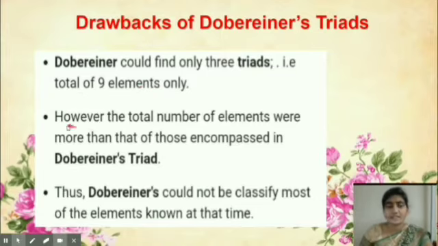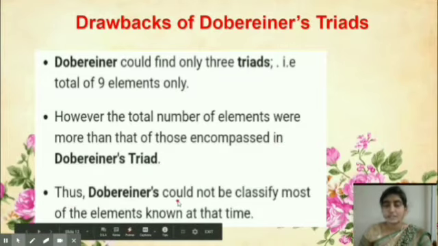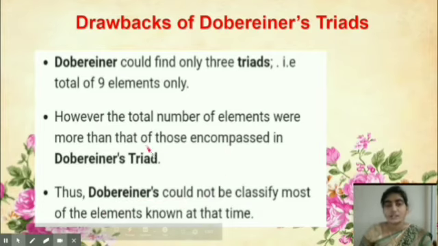The second one is that the total number of elements was more than those encompassed in Dobereiner's triads. Thus, Dobereiner could not classify most of the elements known at that time. So, these are the drawbacks of Dobereiner's triads. Let's move on to the next topic.